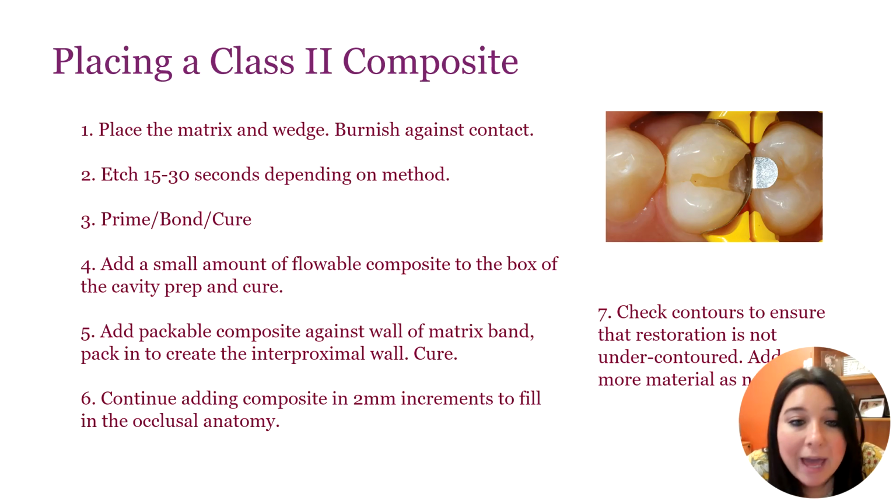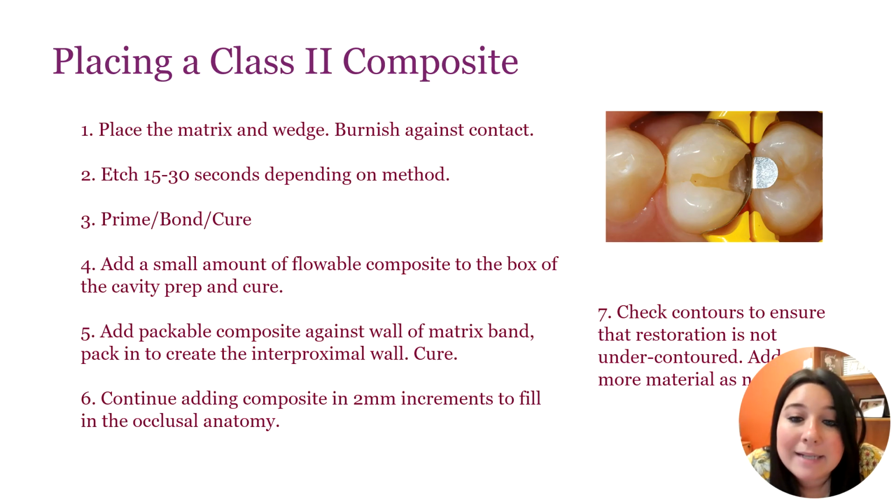So then you cure that, and then step 5, add packable composite against the wall of the matrix band. We really want to focus on building up that wall and turning this filling into a Class 1 composite ultimately. So we're going to fill up that wall, make sure you're compacting against the band, and then cure that. Continue adding composites in 2 mm increments to fill all of the anatomy up.